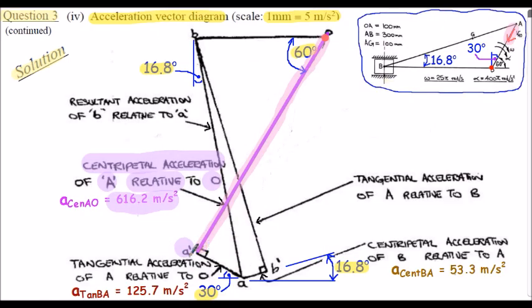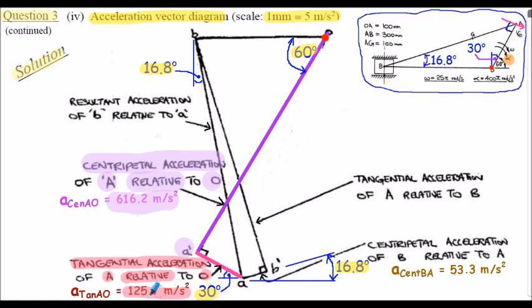Notice in this case that we defined point A dash and not point A, because in this question we actually have an angular acceleration of the crank. So it's not moving with constant angular velocity. Therefore there will be an associated tangential acceleration of point A relative to O. Here's the direction of the tangential acceleration of A relative to O. Notice it's at right angles to the link, so that means it's at 30 degrees to the horizontal.